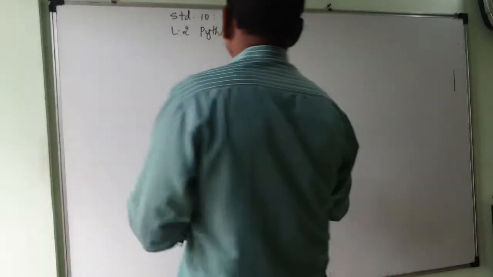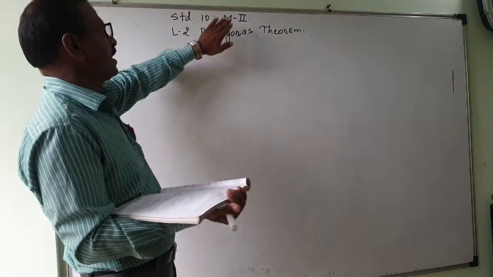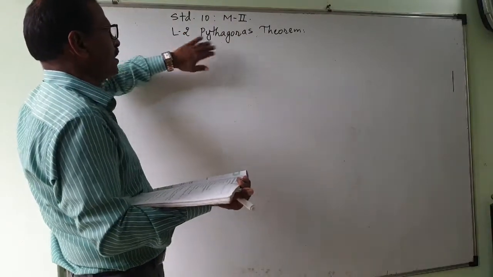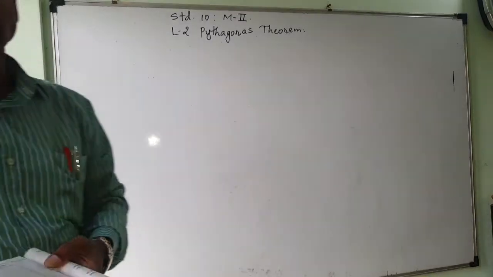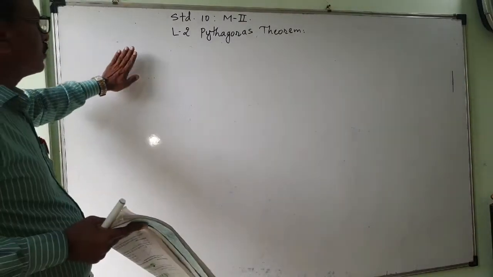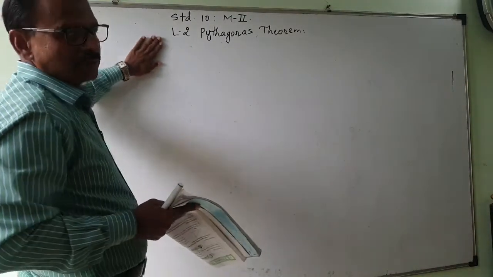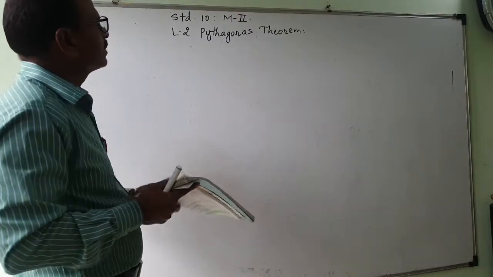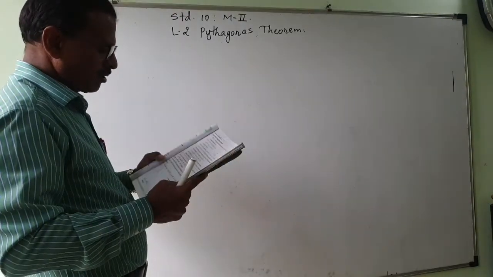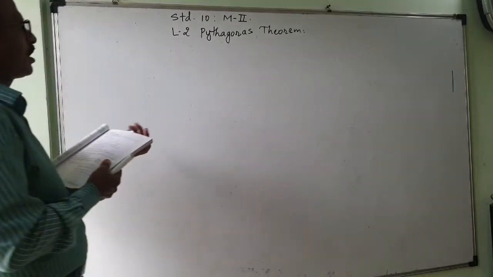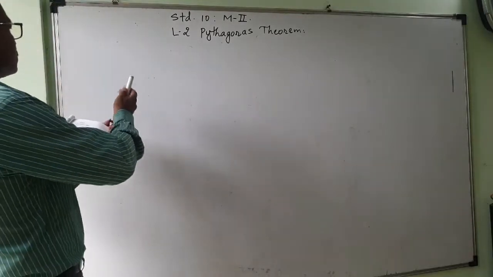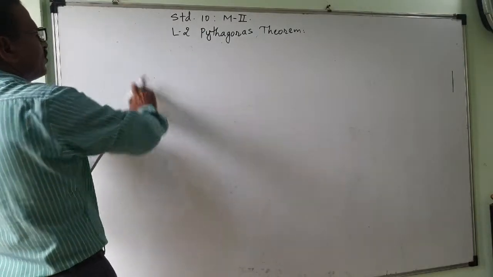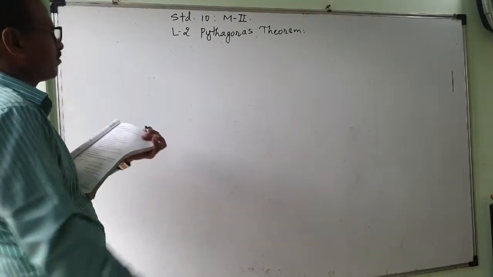So standard 10, we are in Math 2 now, lesson number 2, Pythagoras theorem. Till now we have completed the first lesson, similarity of the triangles in geometry. Now we'll go for the second lesson, Pythagoras theorem. There are some very important things here. We know what is meant by Pythagoras theorem.